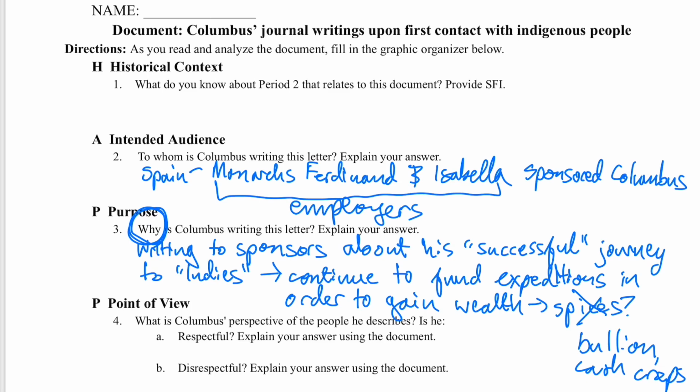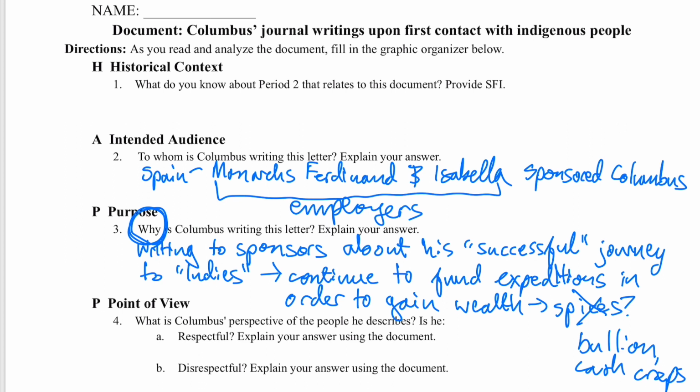Okay, whereas if you post on your Facebook where your aunt and your mom and your grandmother follow you, your purpose of posting a picture might be more giving them an update on what you're doing or presenting you as being prim and proper and, you know, not posting anything that would get you in trouble. Okay, so thinking of that, looking at this document, why would Columbus write this letter? Why would he write about his first contact with the indigenous people? Why is he writing it in this way?